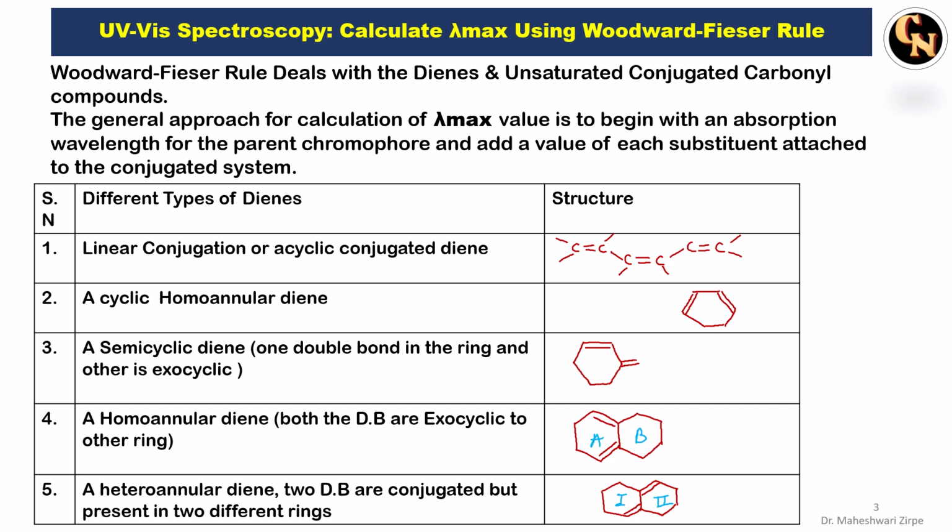So once again, just go through this table. You can even take a screenshot and write it down in your notebook. Once you understand the types of dienes, then we can see the tables and what the values are. So without using the instrument, how we can calculate the lambda max value. Let us understand.